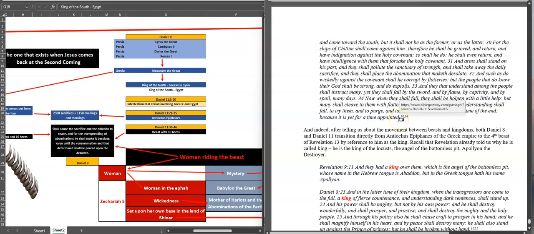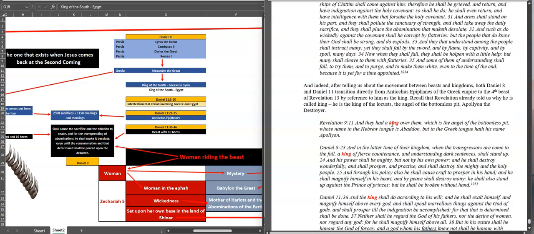And they that understand among the people shall instruct many, yea, yet shall they fall by the sword, and by flame, by captivity, and by spoil many days. Now when they shall fall, they shall be holpen with a little help, but many shall cleave to them with flatteries. And some of them of understanding shall fall, to try them and to purge and to make them white, even to the time of the end, because it is yet for a time appointed.